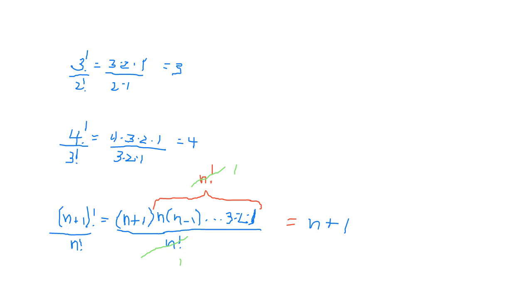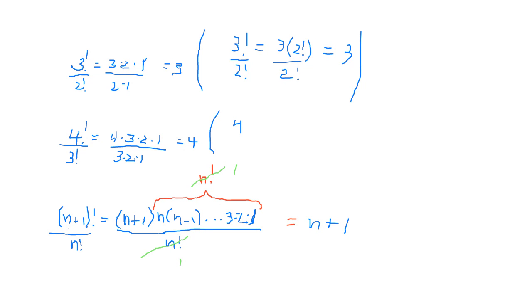And incidentally, for these two examples here, when we had 3 factorial over 2 factorial, 3 factorial can just be written as 3 times 2 factorial, right? The 2 factorials simplify and you get 3. 4 factorial over 3 factorial.